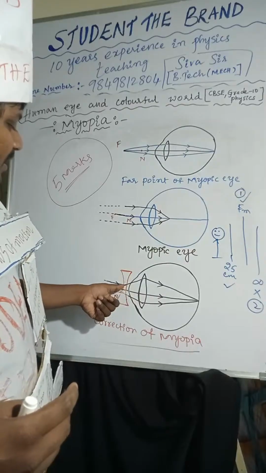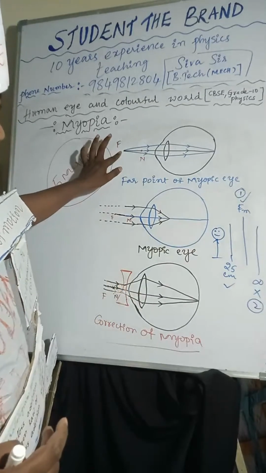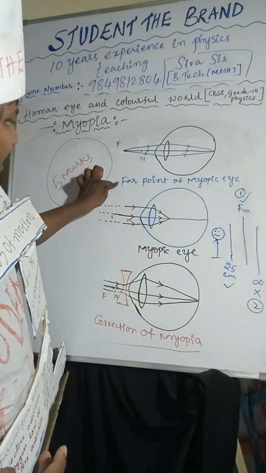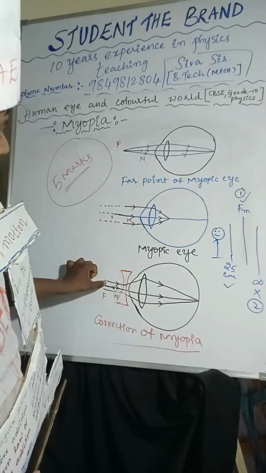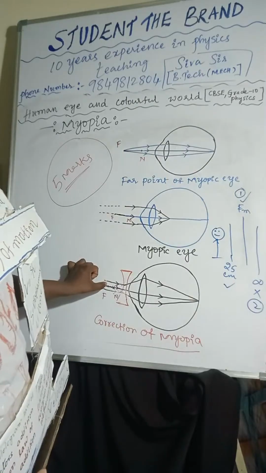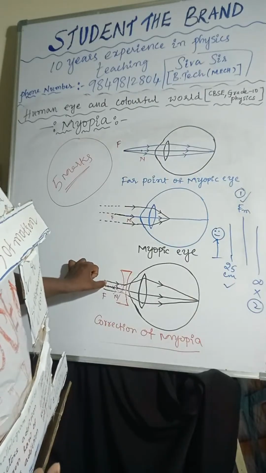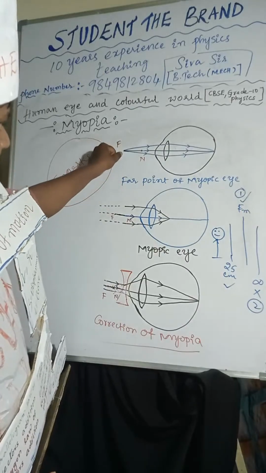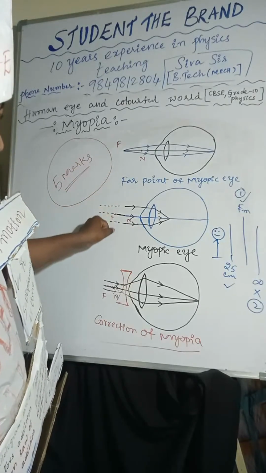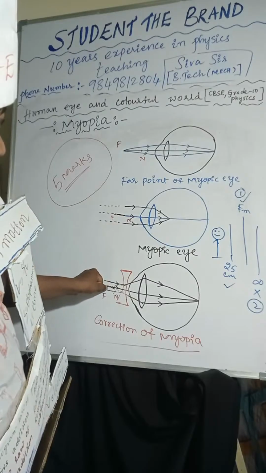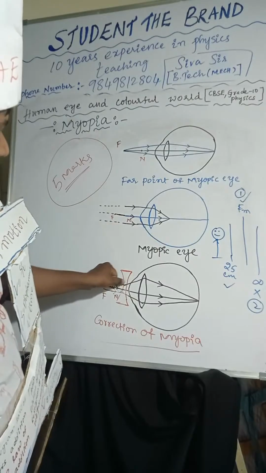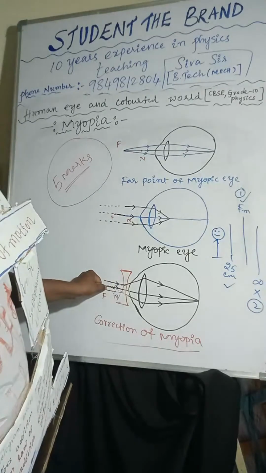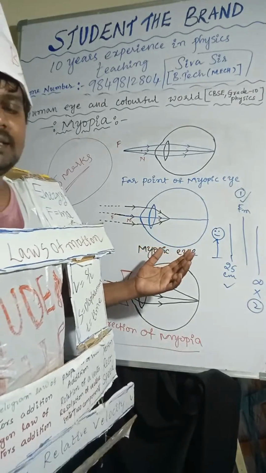If you draw these dotted lines, wherever the far point is, wherever we can see from that point, the dotted lines must meet at the far point of the myopic person. Yes or no? You can observe this line, you can draw. I am drawing on the board also. Observe exactly at the far point. These dotted lines from this lens should meet at this point. Yes or no?